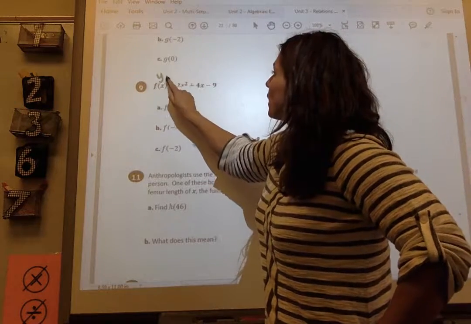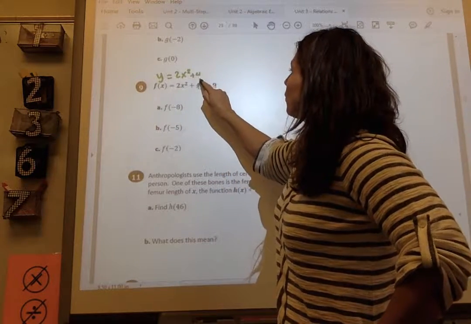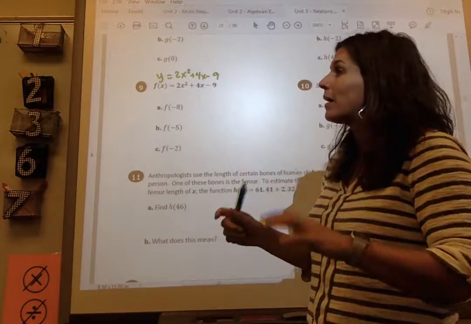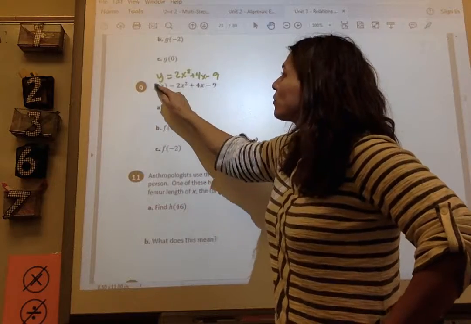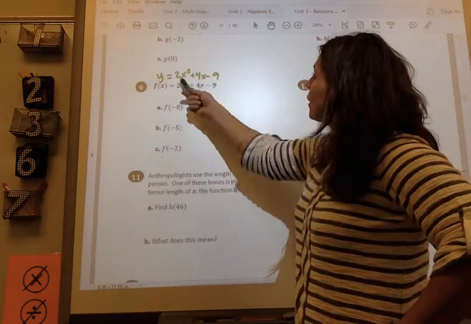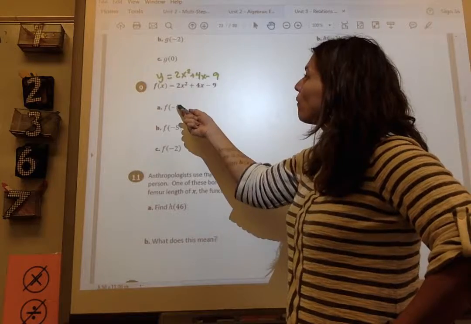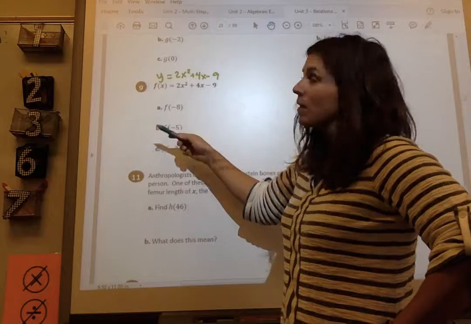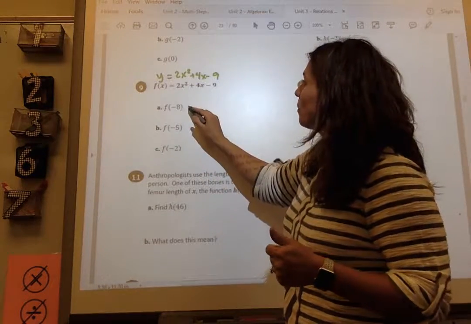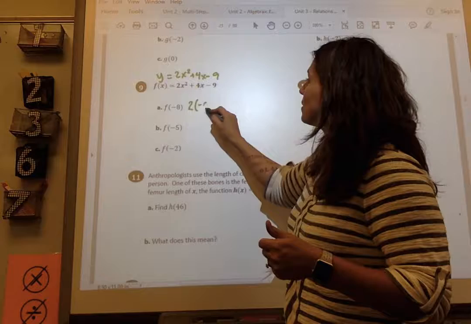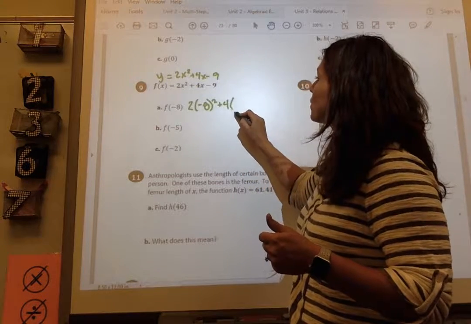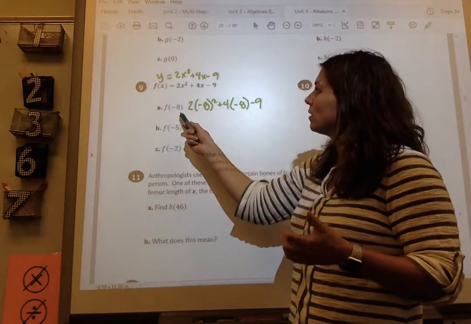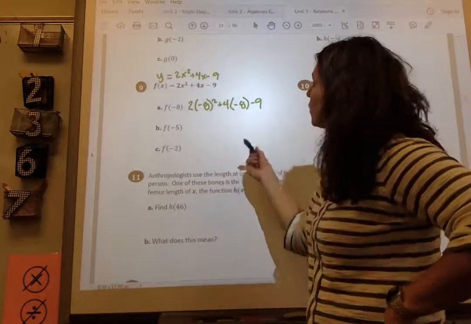This before is really y equals 2x squared plus 4x minus 9. Function notation is just a fancy way to say all this represents my value of y. Okay? So here's my function. And remember, we are evaluating this function when x is negative 8. So my x value is negative 8, so I'm going to plug in negative 8 here, and I get 2 times negative 8 squared plus 4 times negative 8 minus 9. So I'm evaluating this function when x is negative 8. Okay? And we talked about that in class.